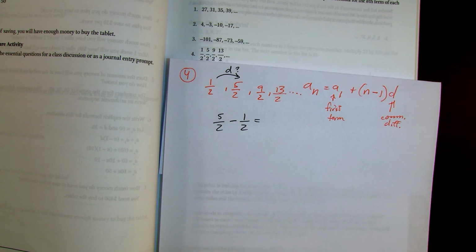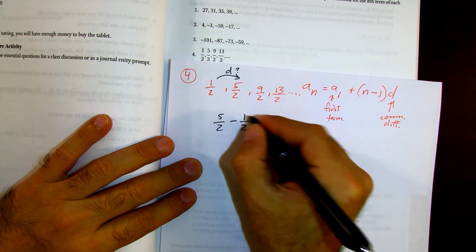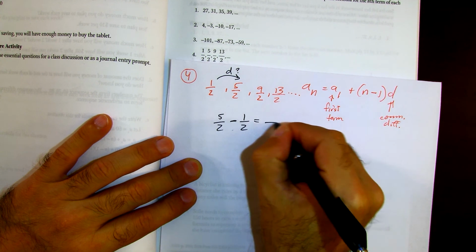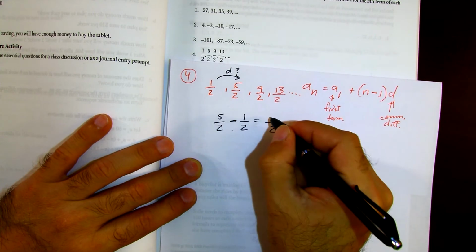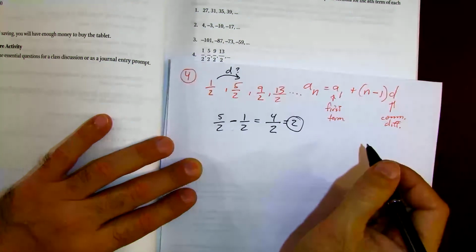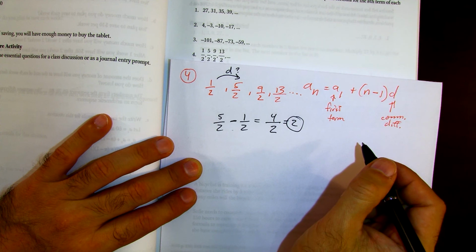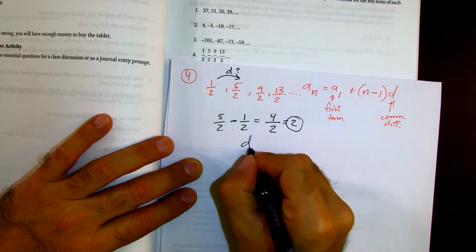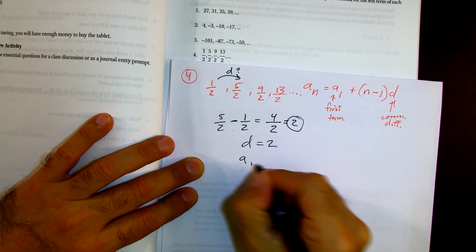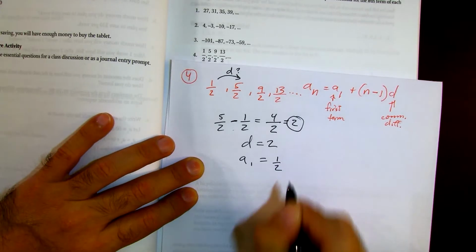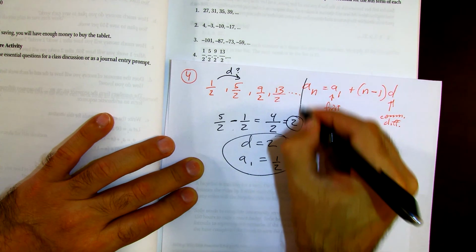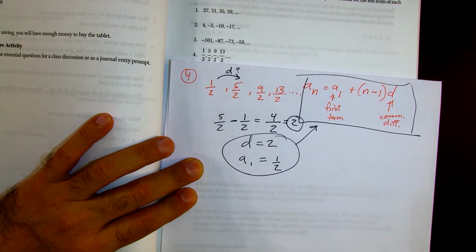Okay, so let's look. 5 minus 1. When you're subtracting or adding fractions, you need a common denominator, which we have, and then you just subtract the numerators. 4 halves is 2. So what did we get? We got our d value is equal to 2. We know our a sub 1 is equal to 1/2. These are all the pieces of information we needed in order to throw it into our explicit formula.